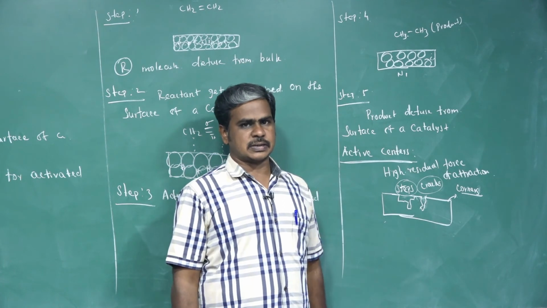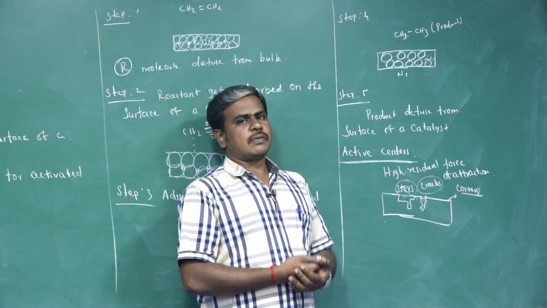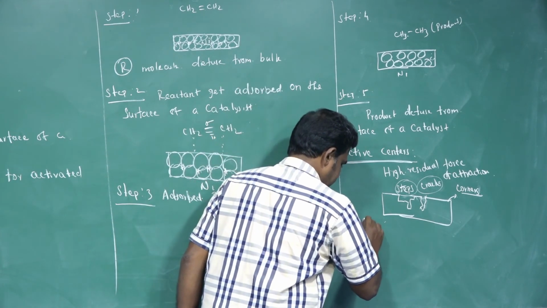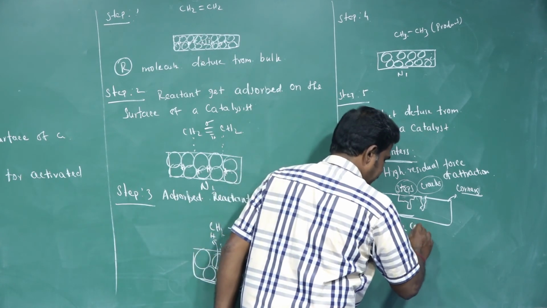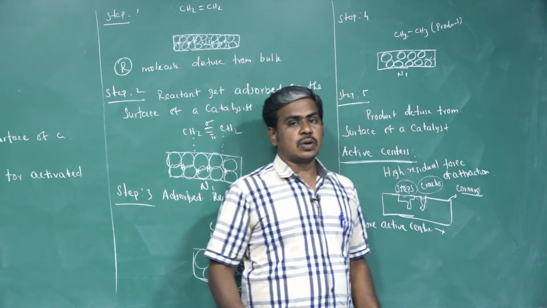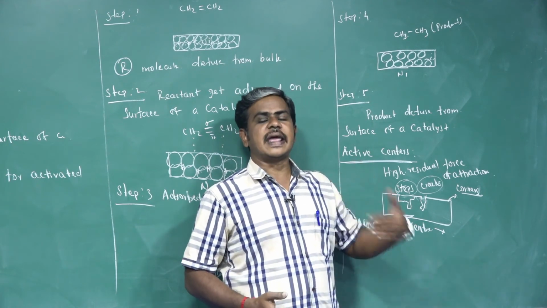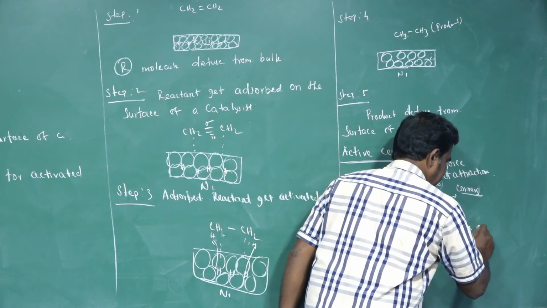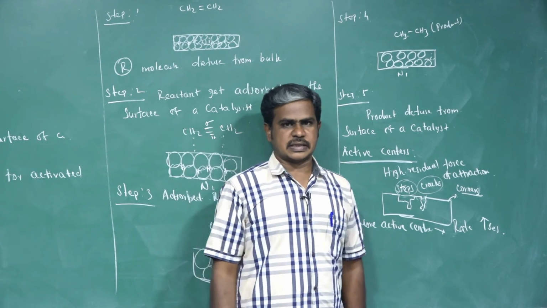Now, if it has more active centers, what will happen? With more active centers, the reactant molecule is easily adsorbed and activated. So the rate of the reaction increases.